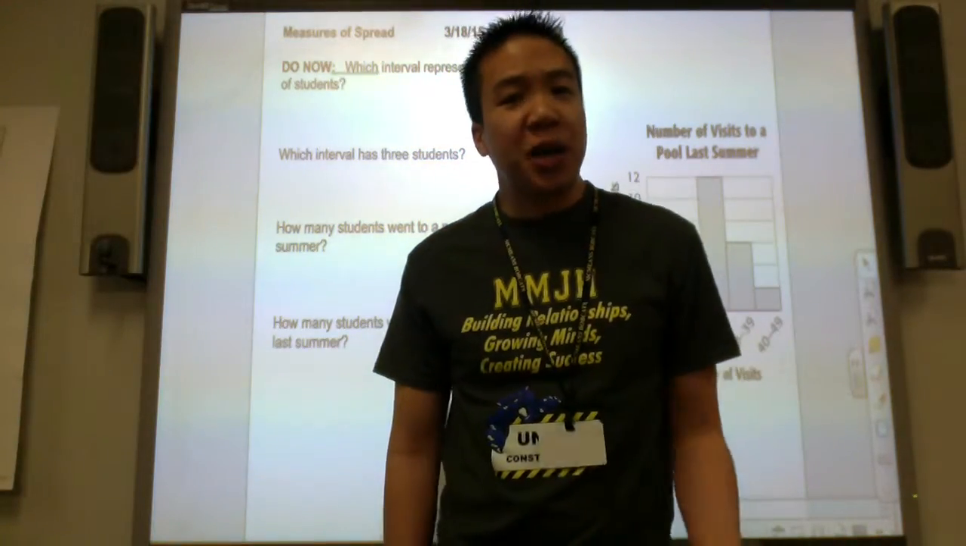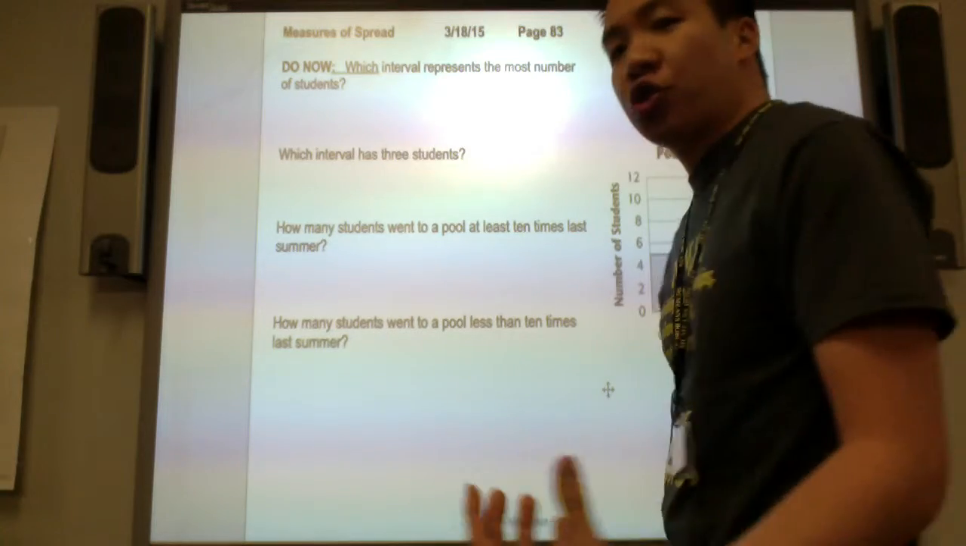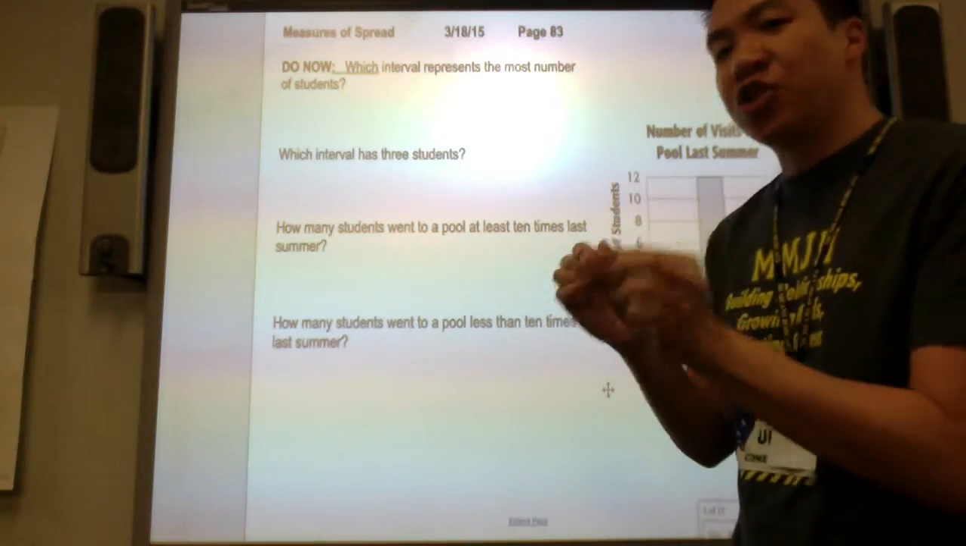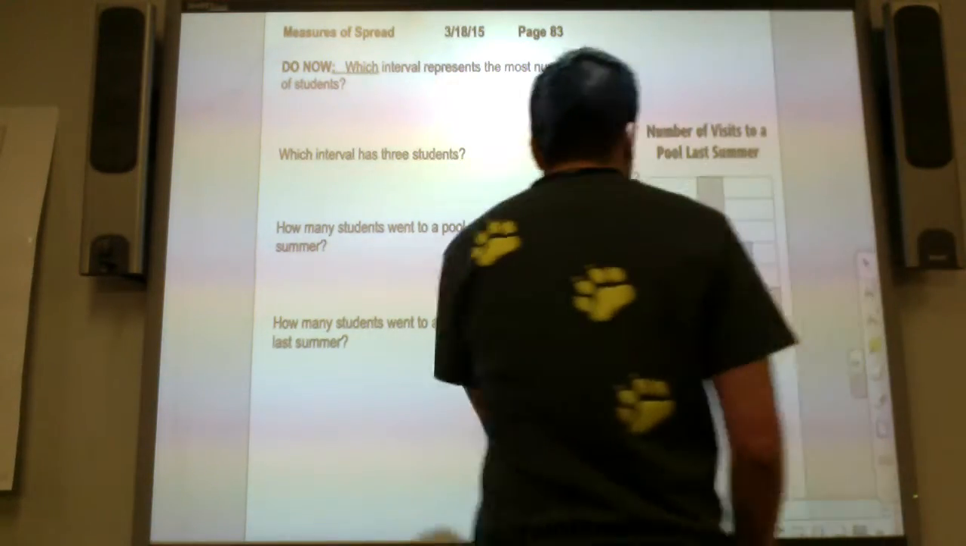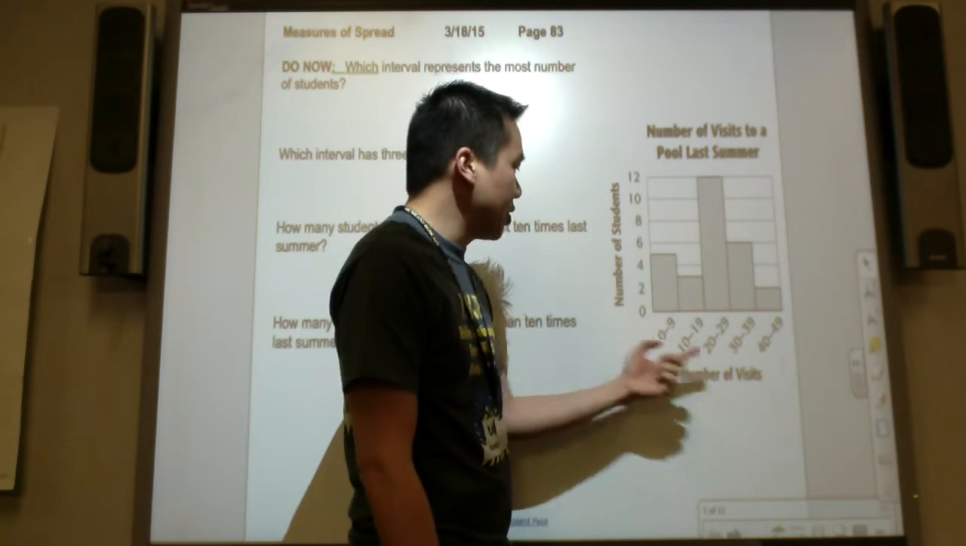Talk about measures of spread, but before we do so, let's go over our previous lesson on histograms. A histogram is like a bar graph that displays ranges of information. For example, this is the number of visits to a pool last year. It has a range. These are number of students, number of visits.